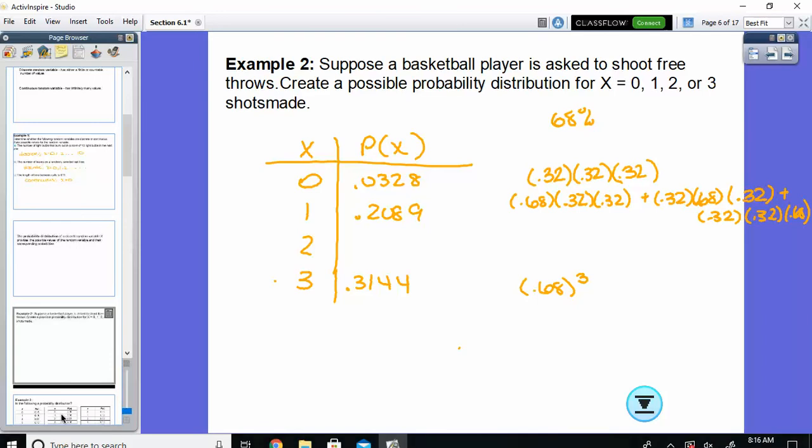How could I easily find the probability that you make 2 of them? Take 1 and subtract off all the others, right? Because we know that in a probability distribution, it always has to add to 1. So if you're missing one value, you could do 1 minus the ones you have and get the next one. So there you go. That's like question number 2 on your homework.